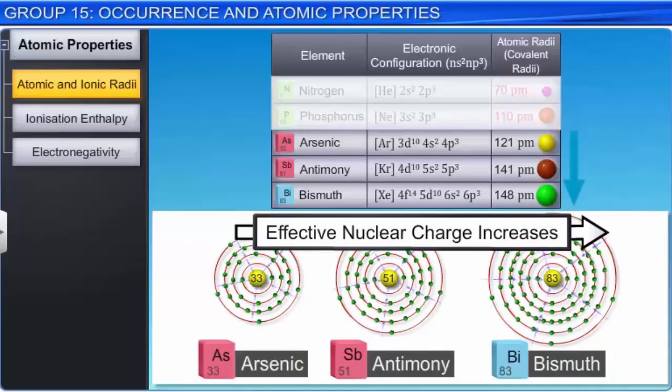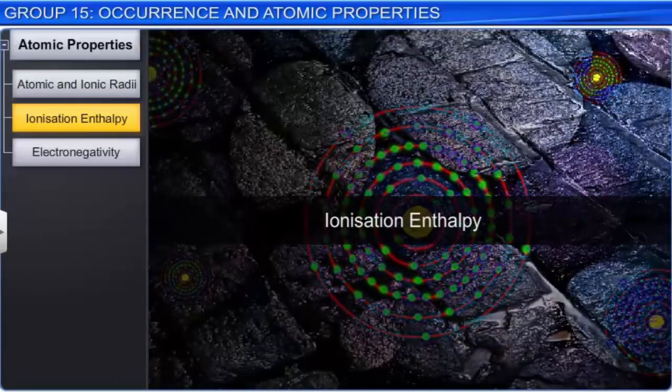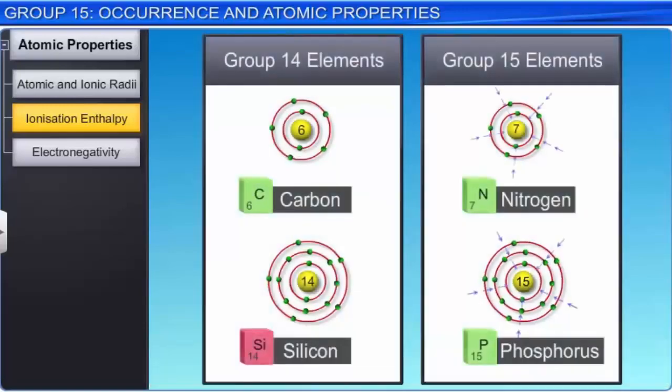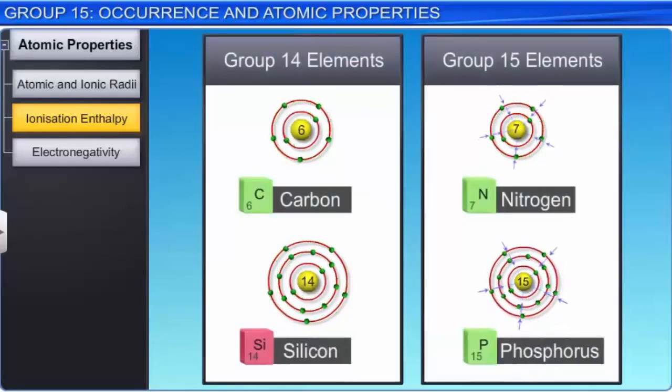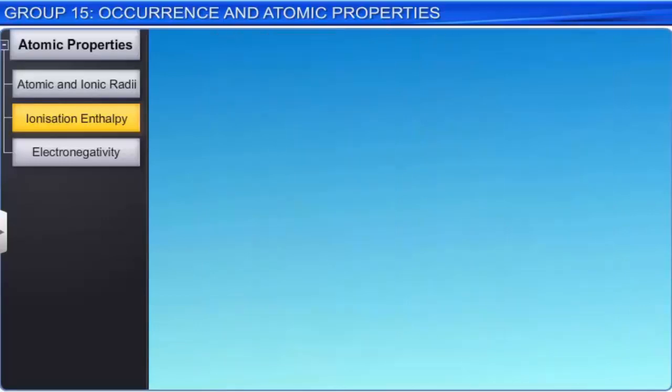Now let's look at ionization enthalpy. Group 15 elements show higher values of ionization enthalpy as compared to group 14 elements. This is due to their higher nuclear charge, smaller atomic radii, and stable half-filled electronic configurations.